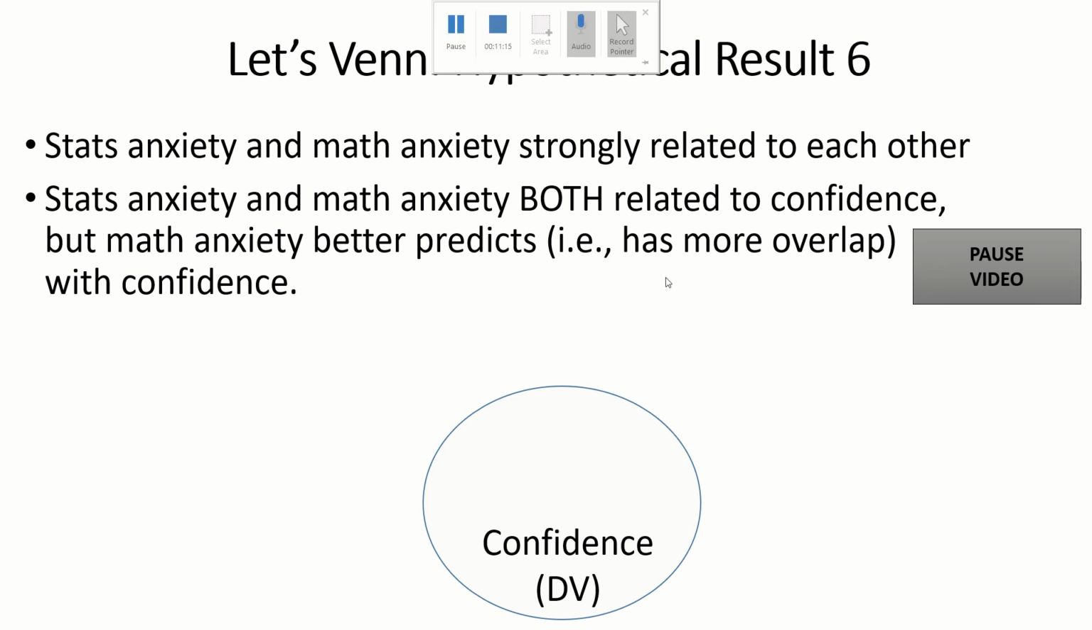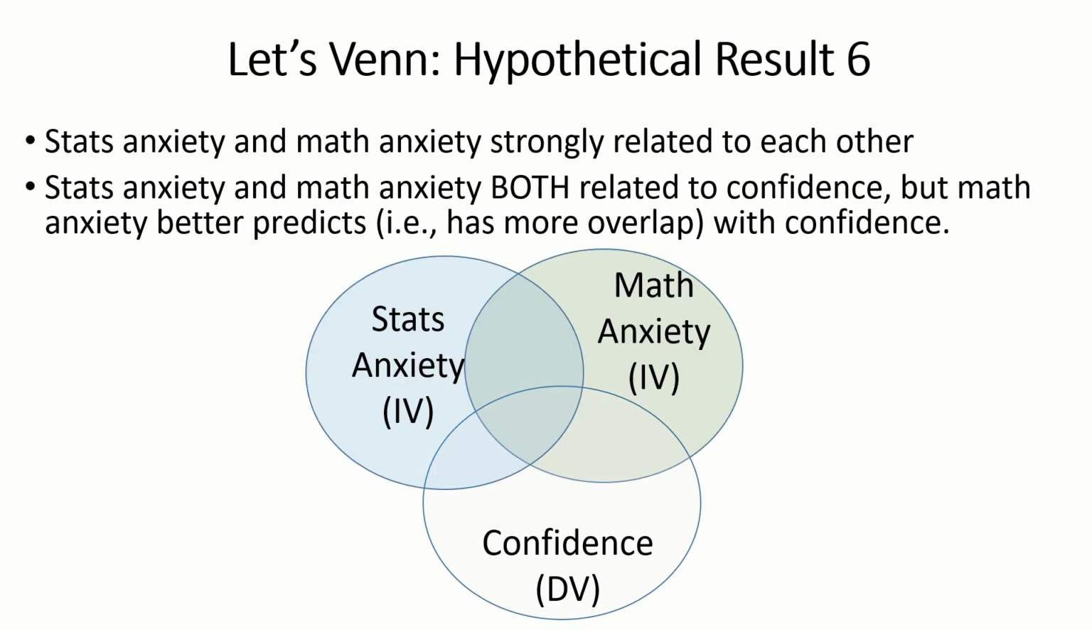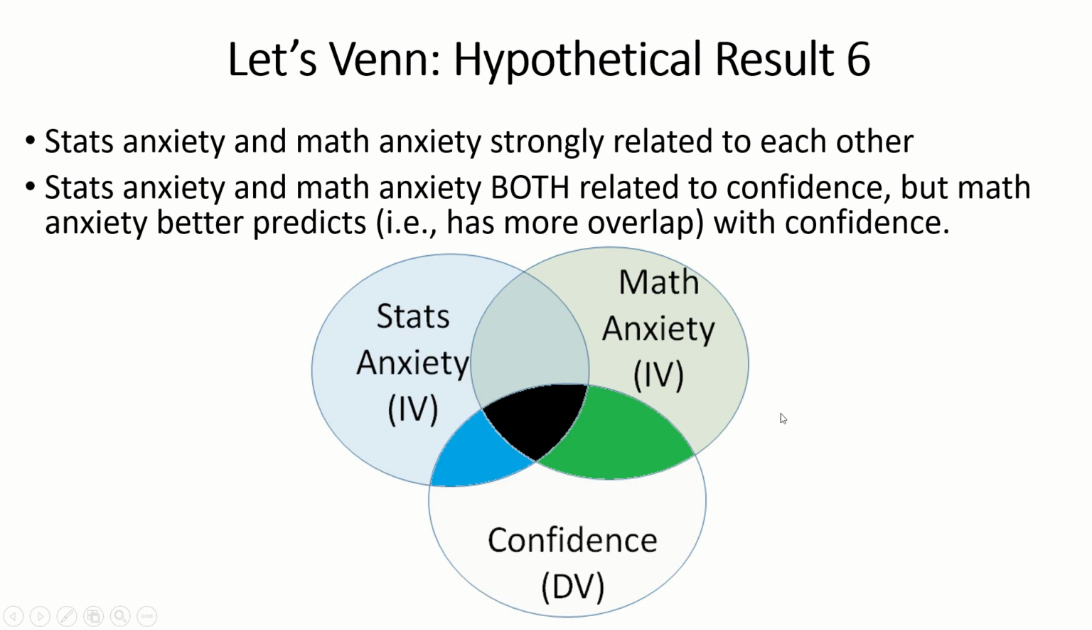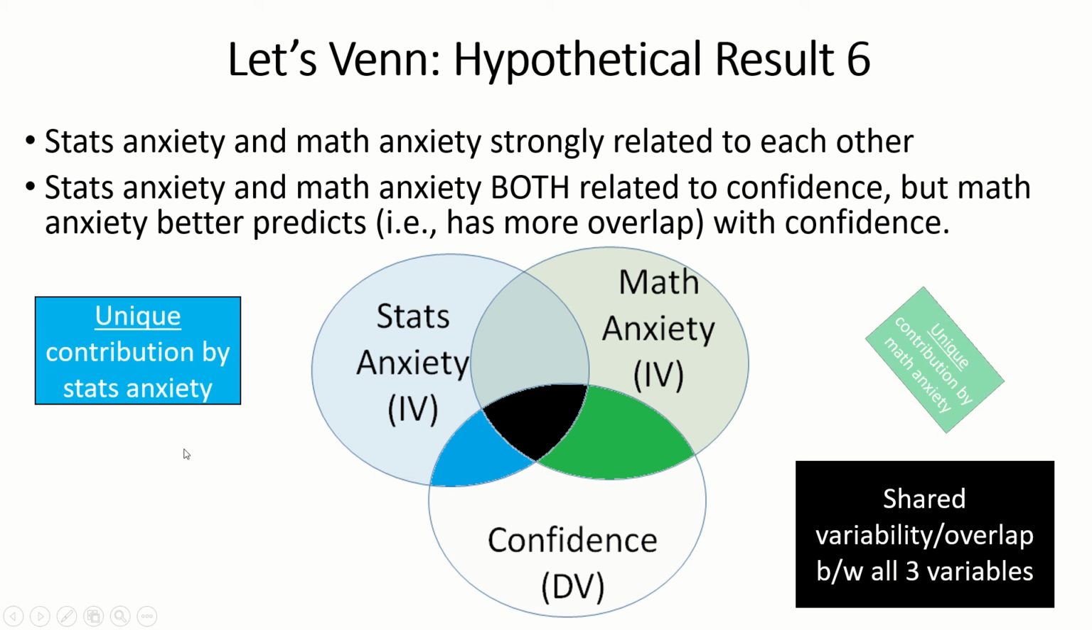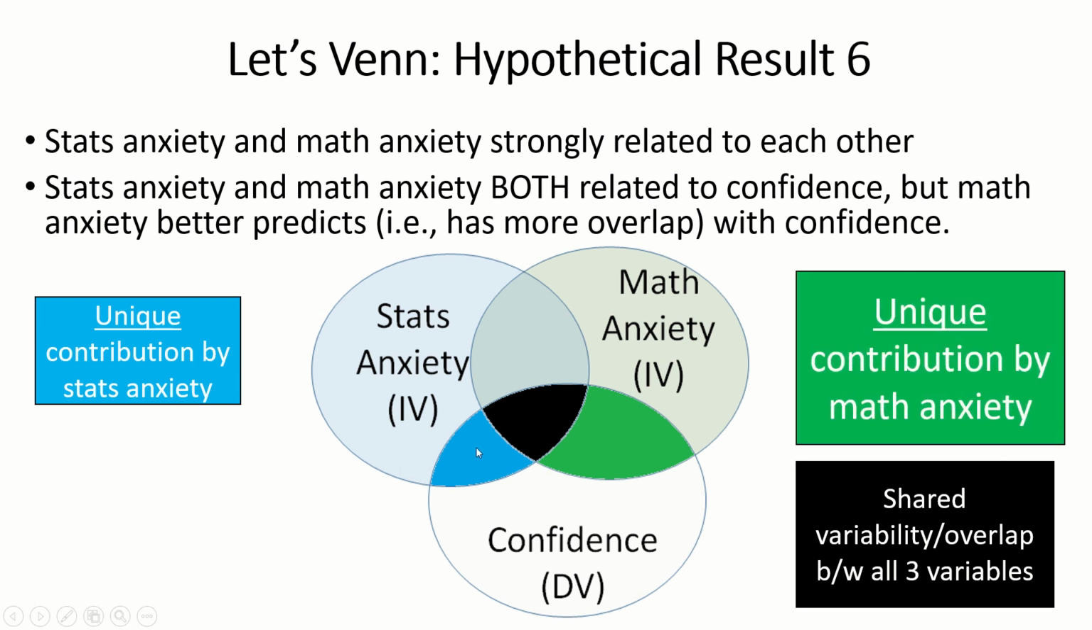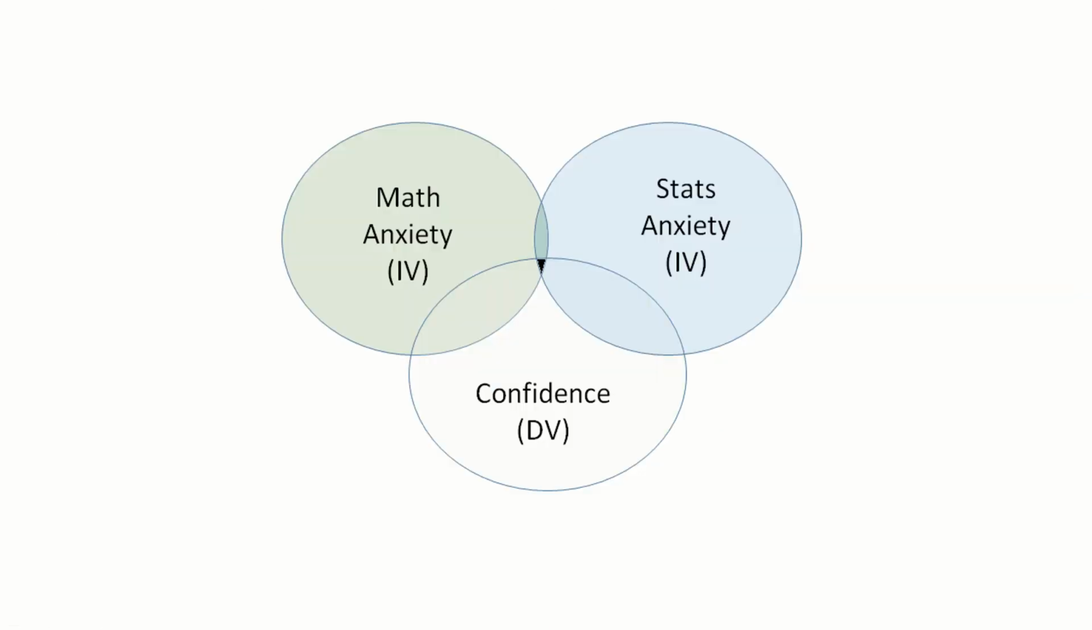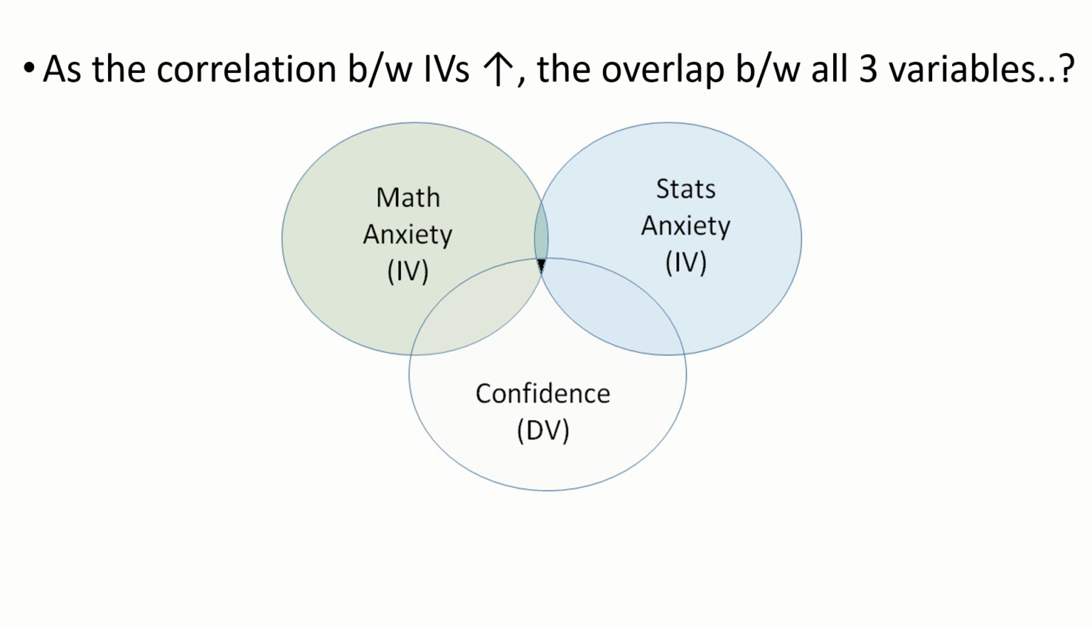But your Venn diagram should look something like this, right? So we still have shared overlap between all three variables, but the unique contribution of stats anxiety should be smaller than the unique contribution of math anxiety. So the portion in blue here should be noticeably smaller than the portion in green.